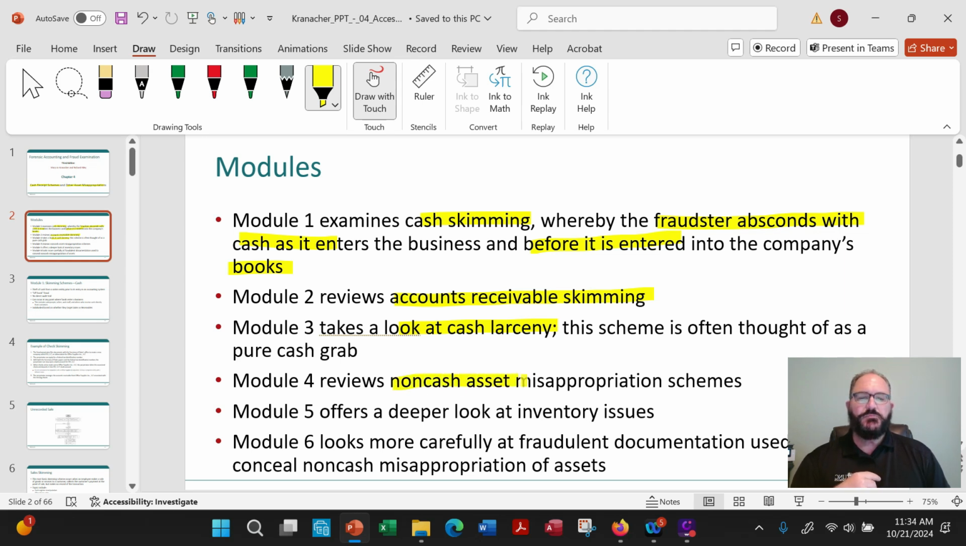Non-cash asset misappropriation. This is where you're taking inventory, things like this. Then we're going to take a little bit more of a look at inventory issues. And then fraudulent documentation. How do they use that to conceal misappropriation of assets? Okay, so a lot of people doing fraudulent things here. We're going to take a look at some of that.